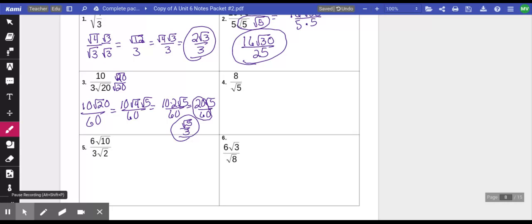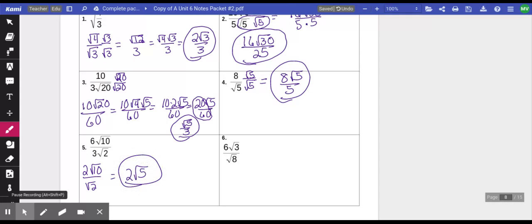Number 4, I need to get rid of the radical 5 in the denominator, so I multiply by radical 5 over radical 5. That's 8 radical 5 over 5. And I can't simplify anymore, so I'm done. Number 5, well, I see that I have 6 over 3, so that divides. So that gives me 2 radical 10 over radical 2. I also can divide 10 by 2, so that's just 2 radical 5, because 10 divided by 2 is 5.